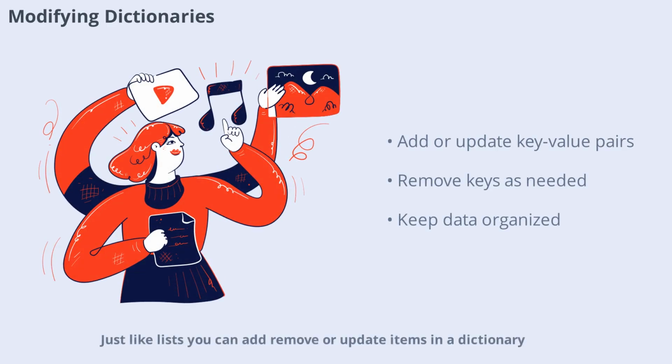Just like lists, you can add, remove, or update items in a dictionary. You can add a new key-value pair, change the value for an existing key, or remove a key entirely. Modifying dictionaries lets your program adapt to new information and keep your data organized as things change.